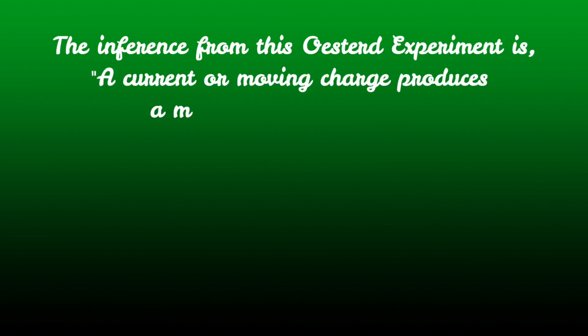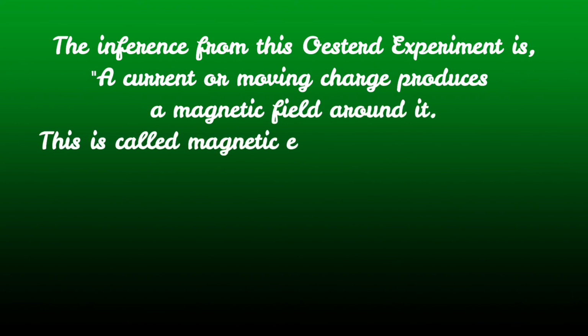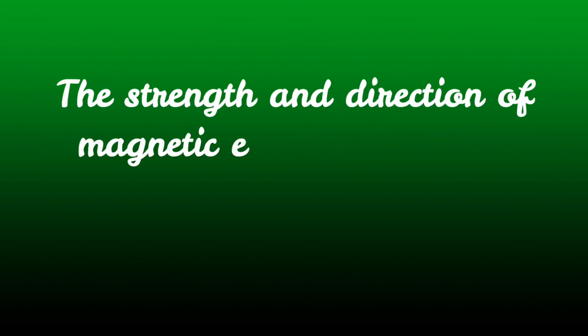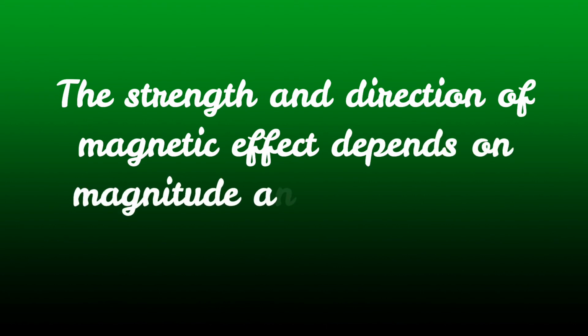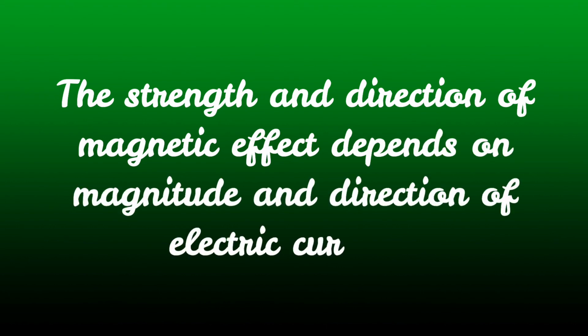So what are our inferences? The inference from Oersted's experiment is that a current or moving charge produces a magnetic field around it. This is called the magnetic effect of current. The strength and direction of the magnetic field depend on the magnitude and direction of the current.